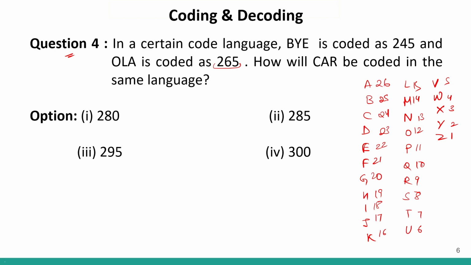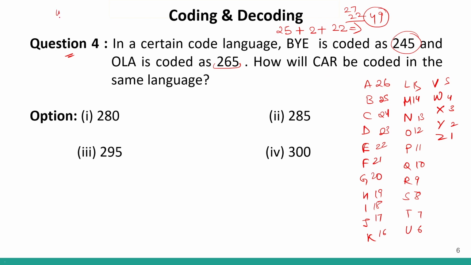So find the sum of backward ranks. B is 25. Y is how much? 2. And E is how much? 22. So now if I find the sum, this is 25 and this is 2, 27 plus 22. This will be 49. So how is 49 related to 245? Do we see a relation?